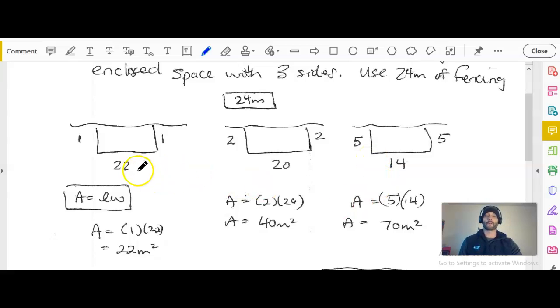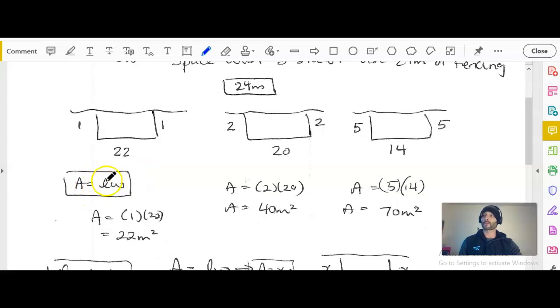If I wanted to find the area, we all know it's length times width. I could do that for all three of these examples, and you can see that I'm getting different sizes for the area. So it matters how you build the fence if you want to maximize the space. But I don't want to do this all day long. That's ridiculous, having to look at every possibility. I don't need to do that. That's why we have other things, right?